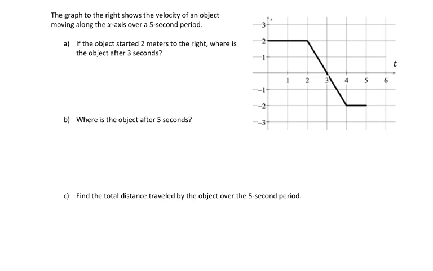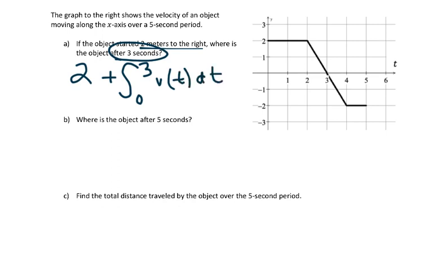It says if the object started 2 meters to the right, where is the object after 3 seconds? So it's starting 2 meters to the right, which means I'm starting at 2. We're looking for the placement, or the position. So really what we're looking at is from where it starts, from 0 to 3, of this function here.